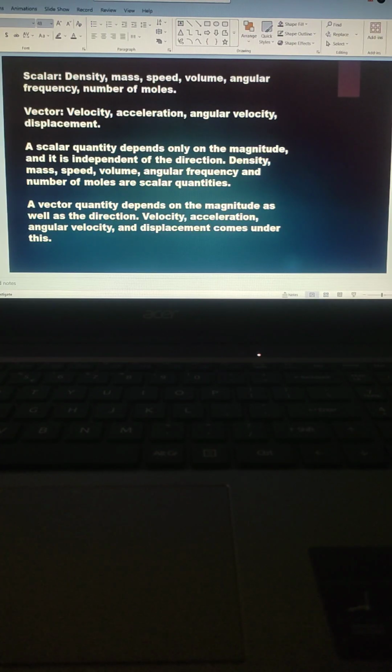First of all, a scalar quantity depends only on the magnitude and is independent of the direction. Density, mass, speed, volume, angular frequency, and the number of moles are scalar quantities. A vector quantity depends on the magnitude as well as the direction. So velocity, acceleration, angular velocity, and displacement come under this.